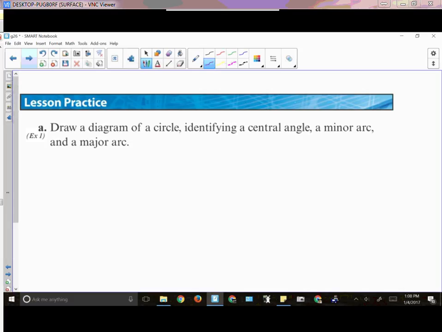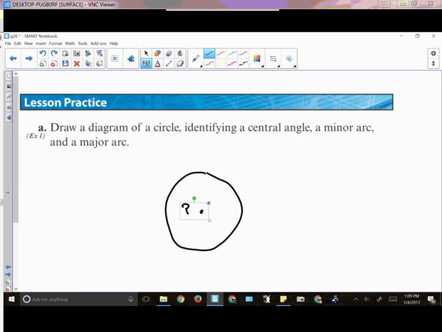Okay. So what I want to do here now is I want to draw a diagram of a circle. Gee, if I'm going to draw the diagram of a circle, I'm just going to have something that's going to look like this, right? There's a diagram of a circle. Identifying a central angle. Central angle is going to have a center point, and I'm just going to call that P. That works, right?